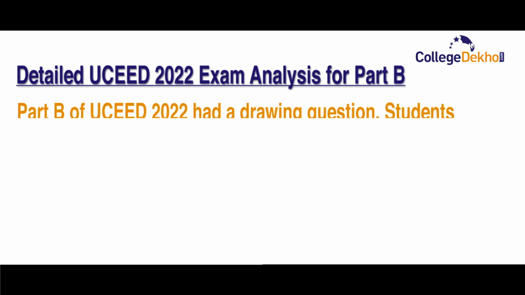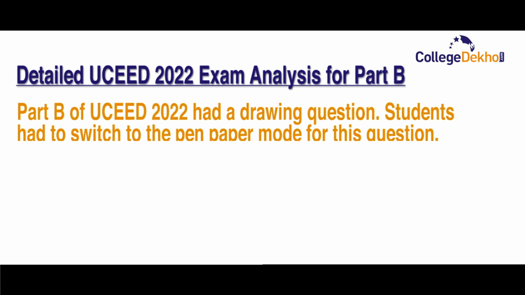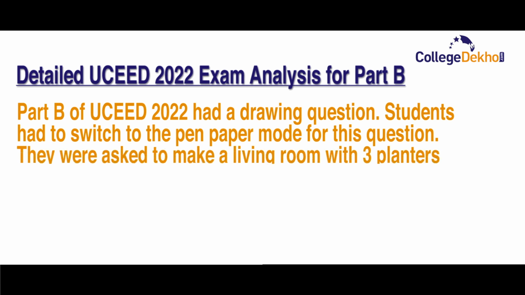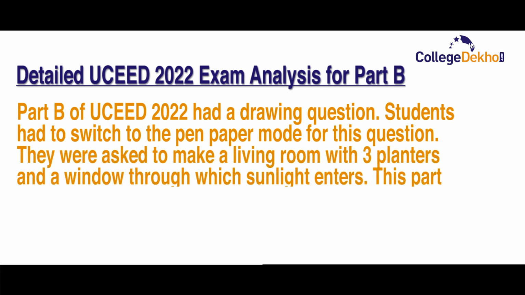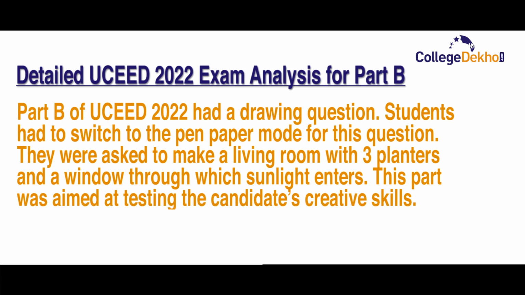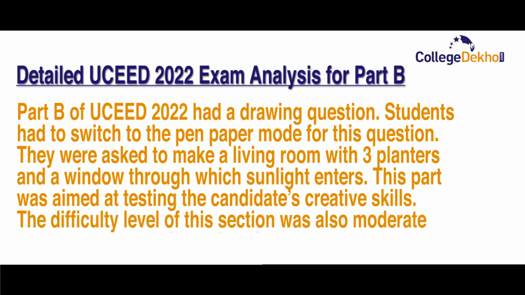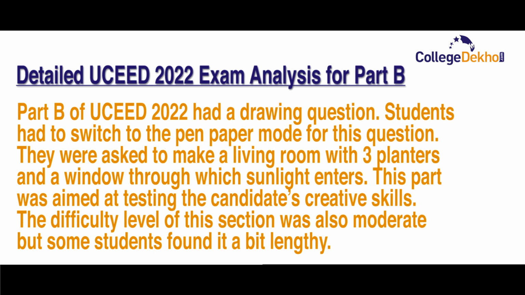Part B of UC 2022 had a drawing question. Students had to switch to the pen and paper mode for this question, and they were asked to make a living room with 3 planters and a window through which sunlight enters. This part was aimed at testing the candidates' creative skills. The difficulty level of this section was also moderate, but some students found this section a bit lengthy.